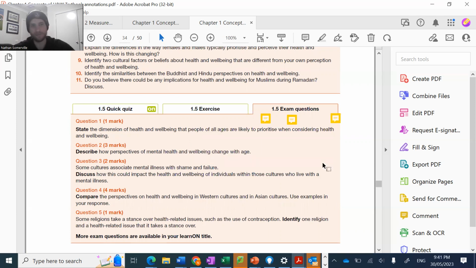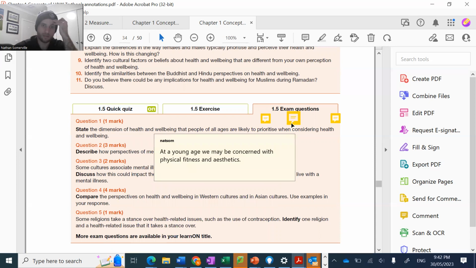Right, so this is a 1 mark question, but the response that I've given here, if this were to be a 3 mark question, which it probably should be, it says 1 mark in the textbook, but if I was making this question, I'd make it at least 2 marks: 1 mark for stating the dimension of health, 1 mark for how it's a priority at a young age and how it's a priority at an older age. It'll probably be a 3 mark question, so hence why I've got a long response. But I'll show you how to tackle a question like this.